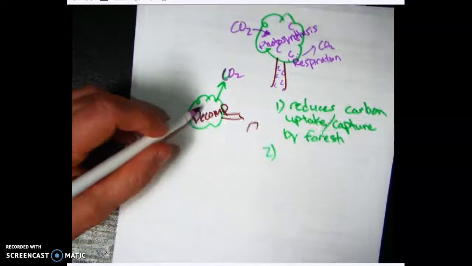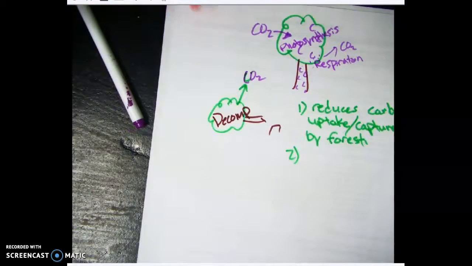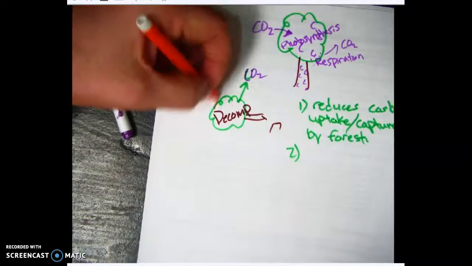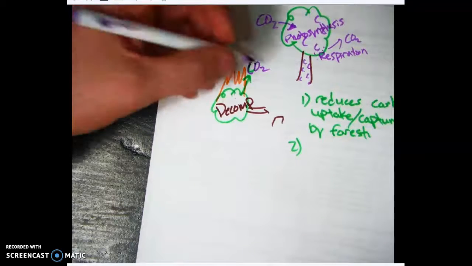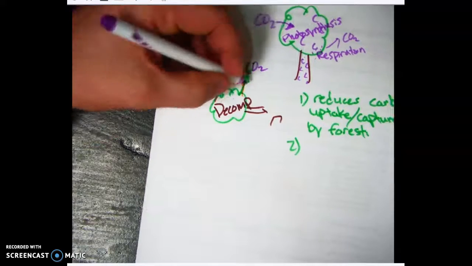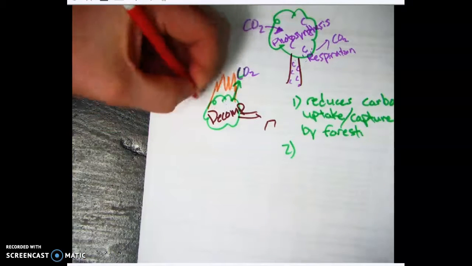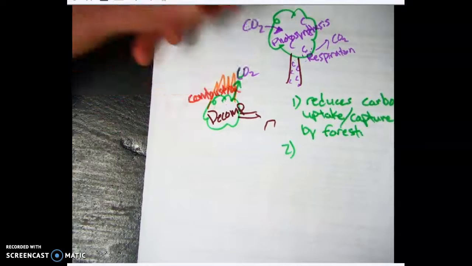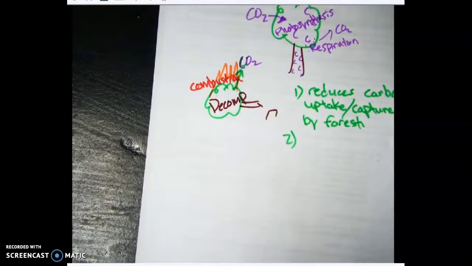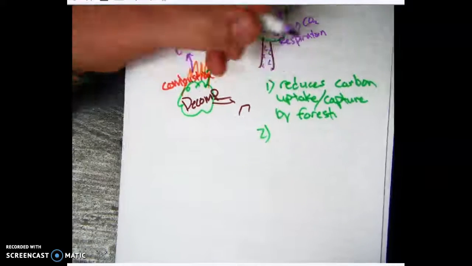Okay, so the other option is those trees might burn, right? We might slash and burn that forest. When that burns, it won't be decomposition, it will be combustion, right? Which is the second process that could occur. And that also is going to release CO2, okay?